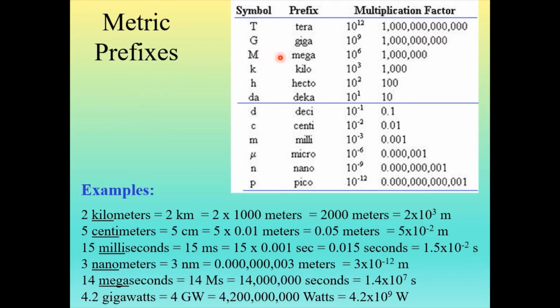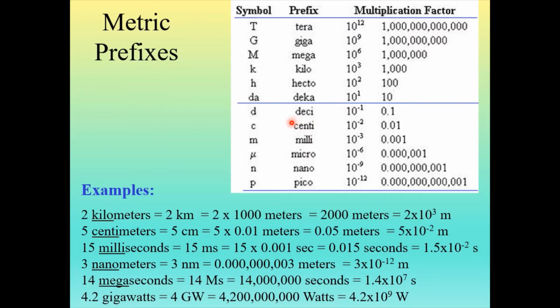And then it goes up from there. Giga is for a billion, and tera is for a trillion, which is 10 to the 12th power. And then we can also use these prefixes for smaller quantities. For example, deci, not to be confused with deca, is 1/10. So a decigram is 1/10 of a gram, a deciliter is 1/10 of a liter, etc.